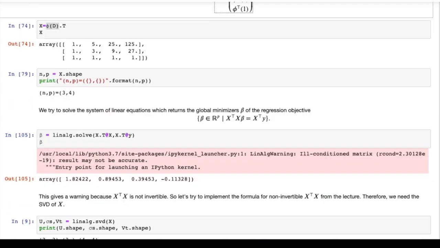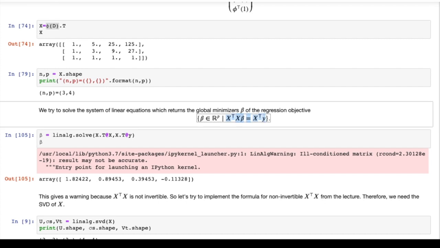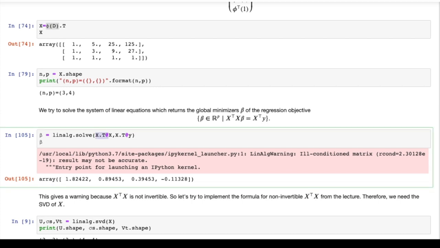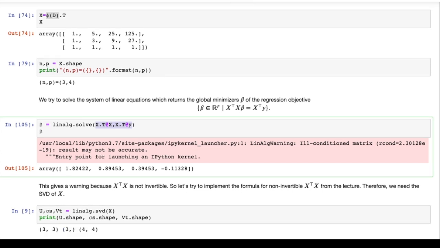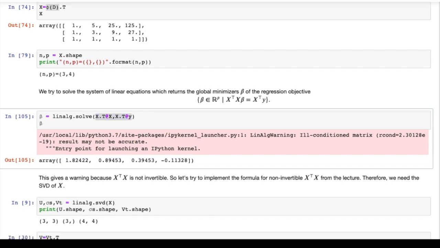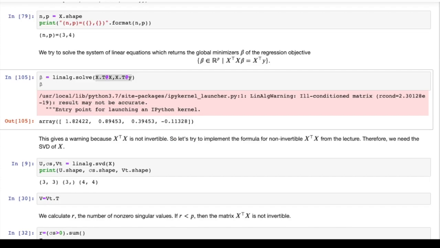And then we can go ahead and just try to solve this, right? So this was the set of our global minimizers. We solve here for the beta, which solves this system of linear equations. Then you see that you get a warning, and it says ill-conditioned matrix. So we get some solution, but we don't know if that's correct or if it's good. You might want to have a bit more control.